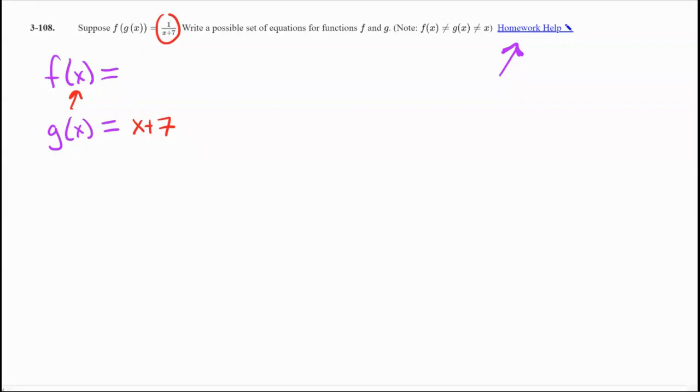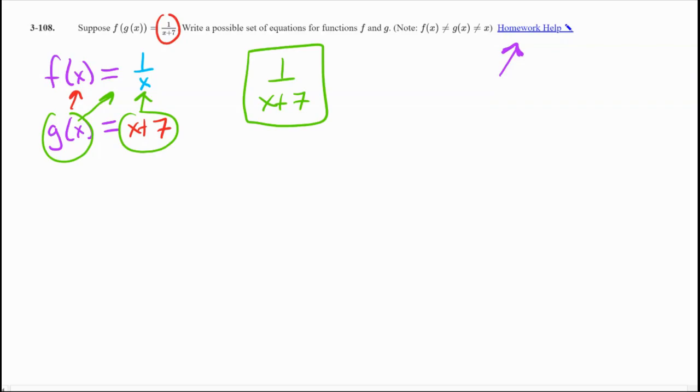So f of x is not 1 over x plus 7 though, because if that were the case, we would plug x plus 7 into just that x there, and we would get something completely different. So when we have g of x is x plus 7, then f of x needs to be just 1 over x, because now if I were to plug g of x into f of x, what you would see is we would get 1 over x plus 7.